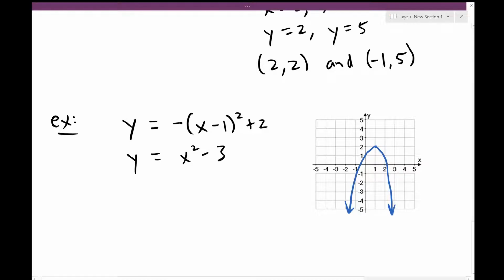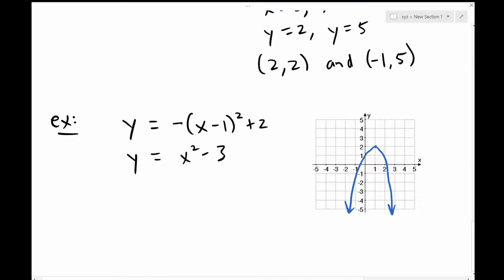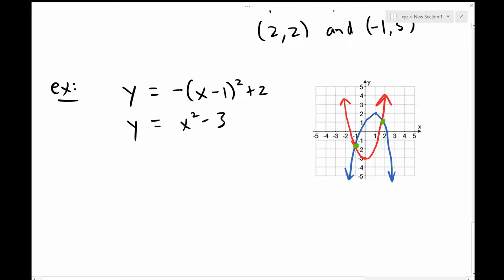For the second one, you have x squared minus 3. So that would just be shifted down 3 units, and it would be opening upwards, so we would see a graph that is something like this. And so here we can see that there would again be 2 points of intersection for these curves. So it looks like we'll have one point of intersection in quadrant 1 and the other will be in quadrant 3.